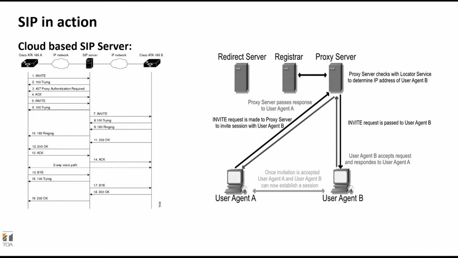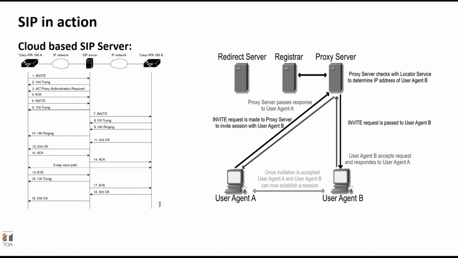After user A receives that OK signal, which goes through the server, it then sends an acknowledge command, again going through the server, and then it is transmitted to user B. Then and only then can the call be established.